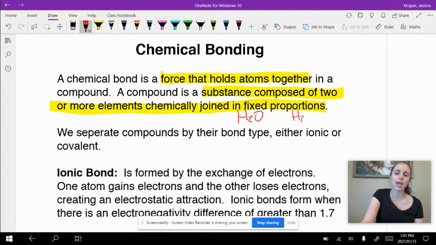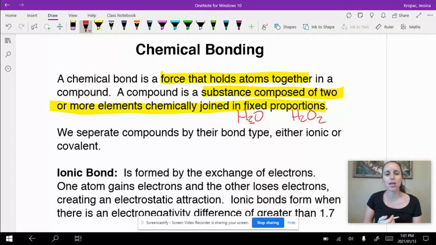So for example, H2O2 is hydrogen peroxide. So H2O2 has an extra oxygen on it. Hydrogen peroxide looks just like water, but if you drink it, it's very, very toxic and very poisonous, depending on the concentration. So it's important to not only tell us what's in the substance, but it's also important to tell us the fixed proportions, and we communicate that using these numbers here.